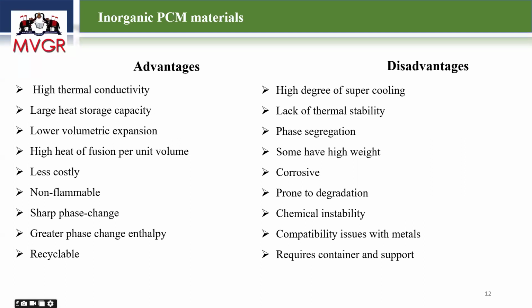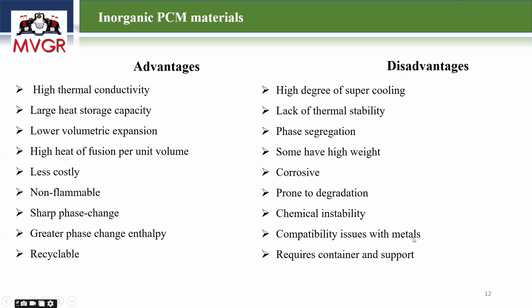Some liquid particles will be left over, so some phase aggregation will happen. That is what actually happens, and it is prone to degradation. Chemically, sometimes it is not stabilized. After frequent thermal cycles, the chemical structure will change, so degradation will happen, and chemical instability will occur. And there are compatibility issues with metals.